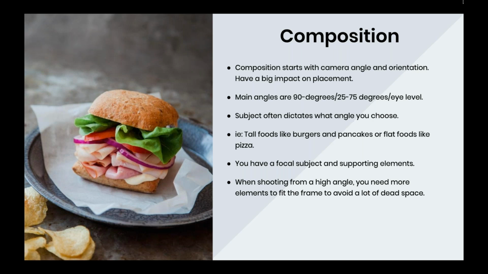So this is what would be considered a tall food. Tall foods like burgers and pancakes, you probably would choose something closer to eye level so you can see the layers. But with something like a pizza, you typically would want to see the toppings, unless it was more of a cheese pull shot, that kind of thing. Then an overhead 90-degree shot would be a good choice, right?